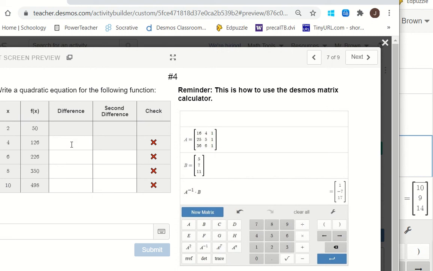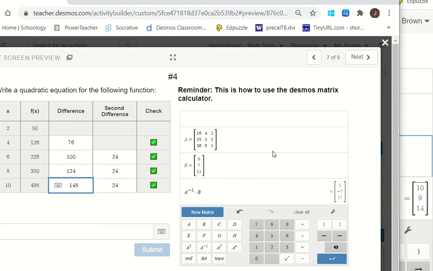All right, let's see, 126 minus 50 is 76. 226 minus 126 is 100. That means we're increasing by 24. I bet it's quadratic, so I'm just going to put 24s. 350 minus 226 is 124. That's going to be 148.